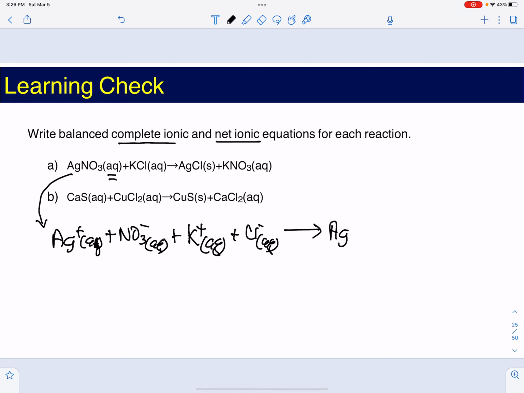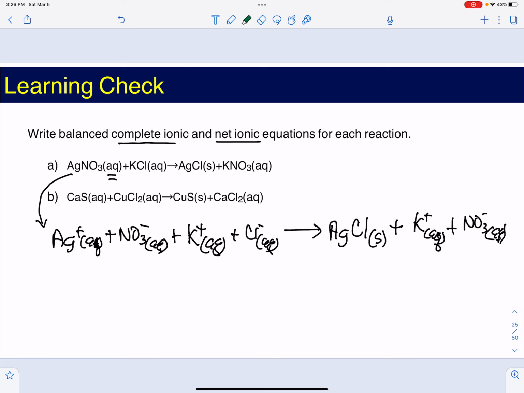So I'm gonna leave it like that. You cannot break apart the solids or the liquids. Plus potassium nitrate, which is gonna be K plus aqueous, plus NO3 negative aqueous. So that would be the complete ionic.